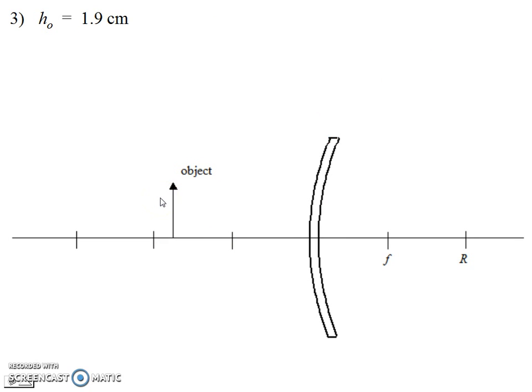Problem 3 is another one where we're just measuring the image height, and it's going to be 1.9 centimeters. Please feel free to verify. And then we're going to go ahead and do the math. Alright, so go ahead and pause the video, do the math for DI, magnification, and HI.